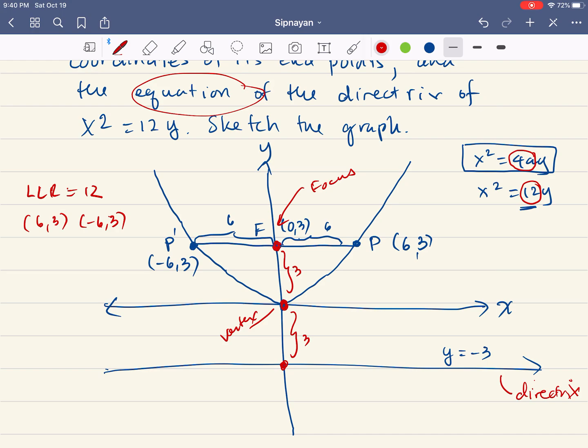Pag ang point natin dito, although hindi accurate yung drawing natin, but if we have a point here, the distance from the focus and the distance from the directrix, although hindi accurate nga, parang mas mahaba, ibig sabihin mali yung drawing natin. But the distance from here to here should be equal to the distance from here to here. Okay, so yun yung mga set of points, kahit saan yung green na point natin dito sa parabola.